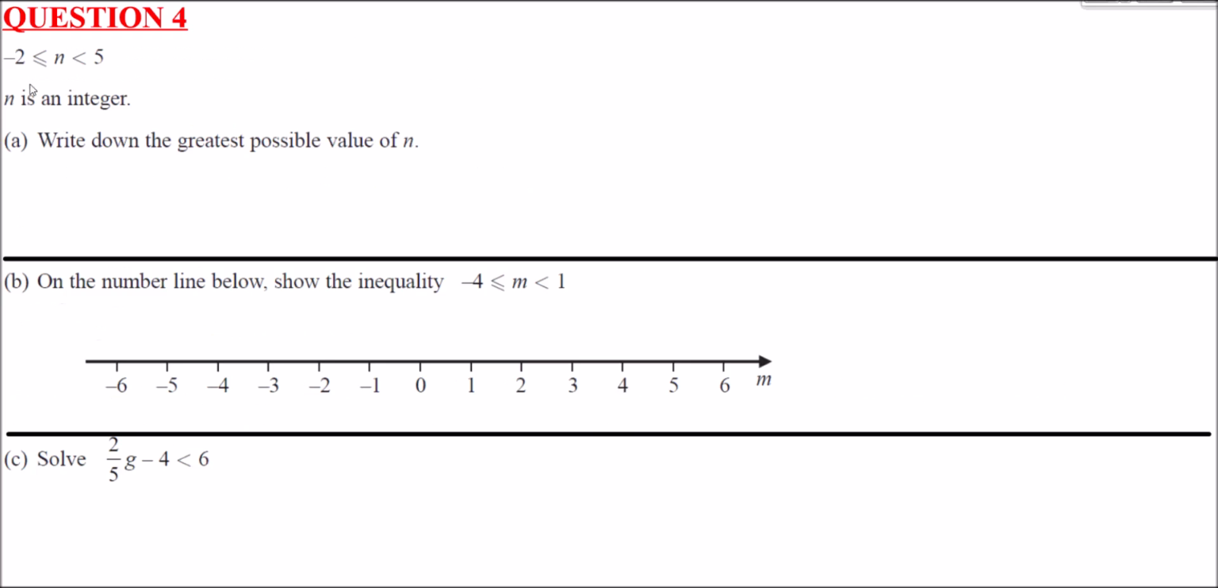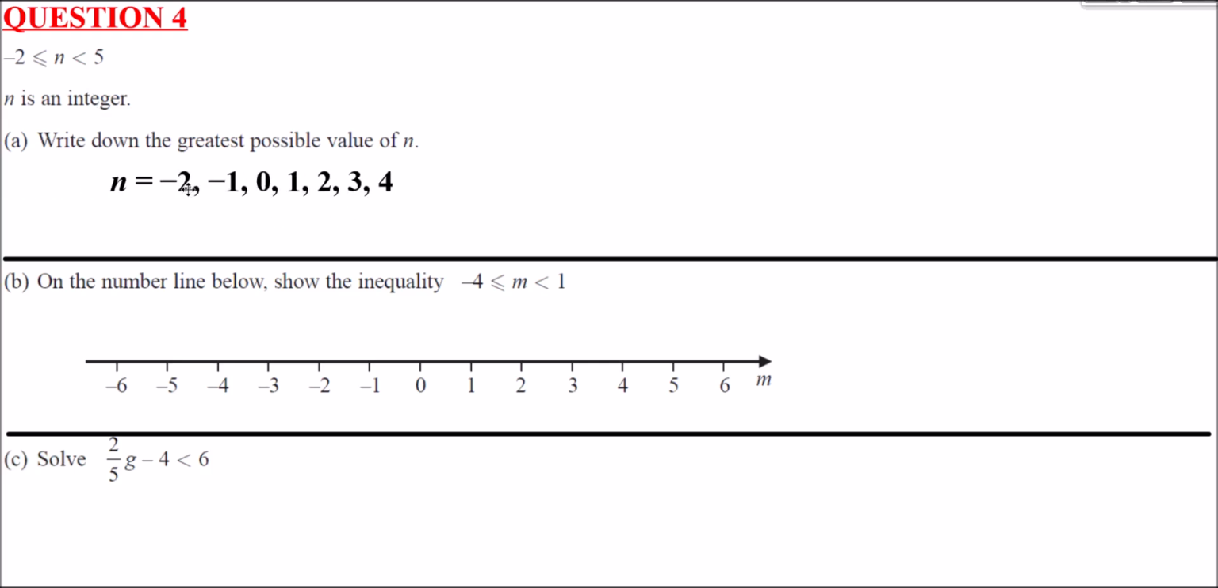Question 4. n is an integer and n is between -2 and 5. So this symbol here means n is allowed to be -2, but this symbol here means n has to be strictly less than 5. And n is an integer means n is a whole number which is allowed to be negative. So of all things n can be, it can be all of these numbers here.